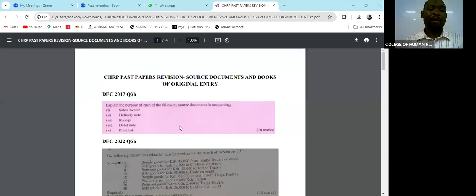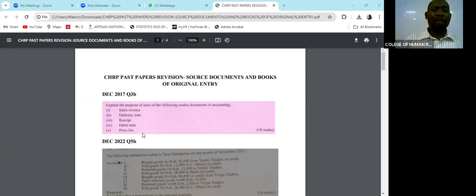The receipt, that is the same as the cash receipt. It is a document that is issued to act as a proof that either cash has been paid or received. The debit note, it is a formal request to the seller of the goods to correct the overcharge that is in the invoice due to goods damaged or error in the initial invoice.